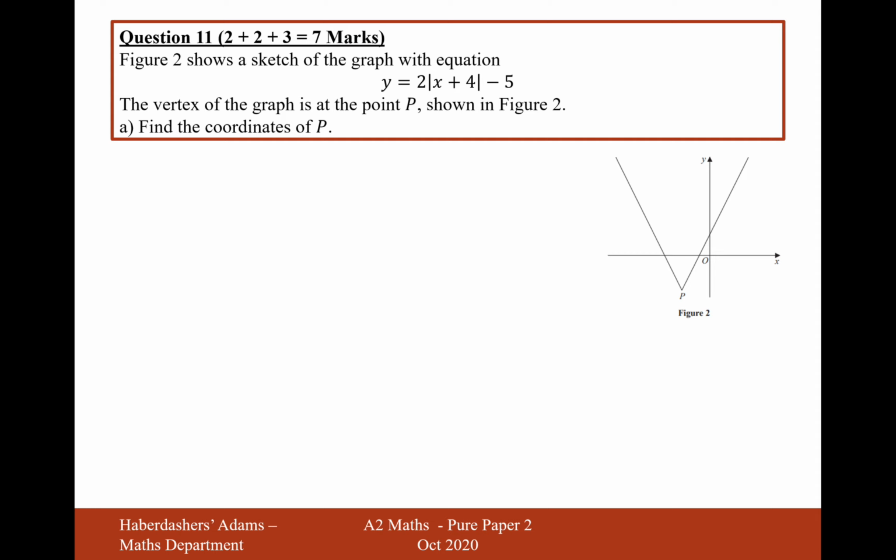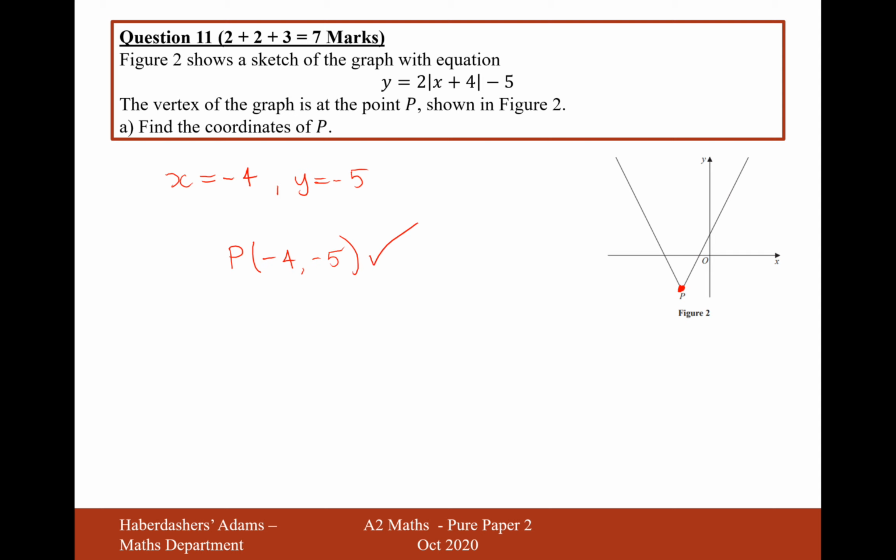Find the coordinates of P. So P is the minimum point here, so it must be the lowest value on this graph. A bit like completing the square, x is going to have to equal minus 4 to make that modulus expression as small as possible, 0, because the modulus operation will always make things positive, so the minimum that it can be is 0. So when x is minus 4, that will make it as small as possible, 0. Then you'll get 2 times 0, so y will equal minus 5, so therefore the coordinate P is at minus 4, minus 5.